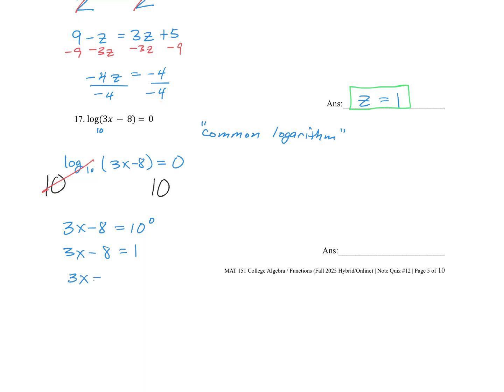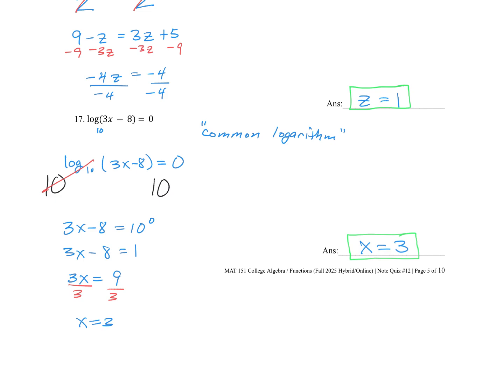That's going to be 3x equals 9. And then dividing by 3, I get x equals 3. And that is the solution for that logarithmic equation. These equations are called logarithmic because the unknowns are inside of a logarithm. All right, so now let's move on to the next page.